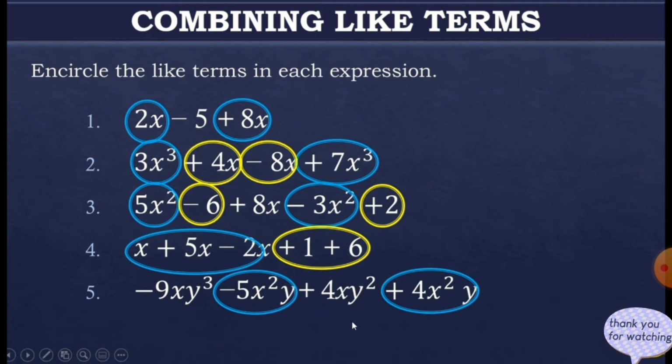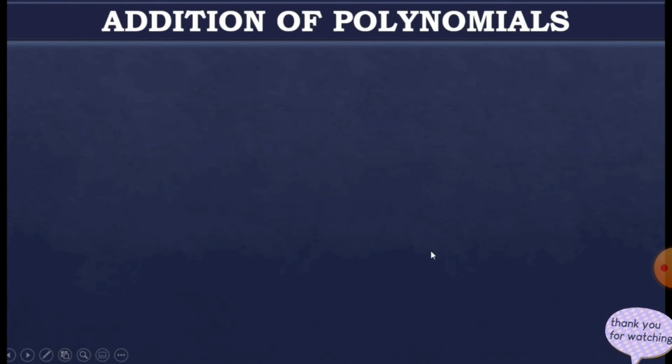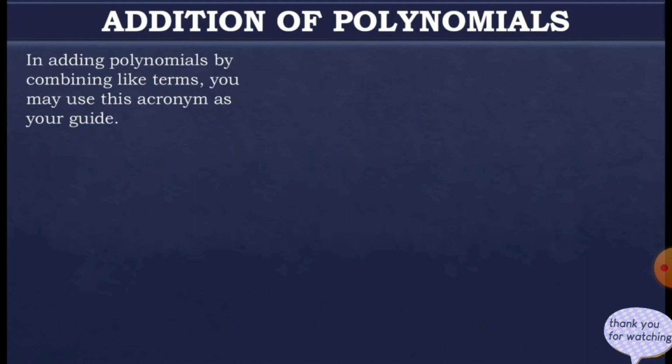Be careful of the exponent. Okay, for 4xy squared, only y merong square. Pero si 5x squared y and 4x squared y, yung square ay nasa x. So, magkaiba. Hindi sila magkatulad. Okay? Kaya hindi sila like terms. So, let's proceed to adding polynomials.